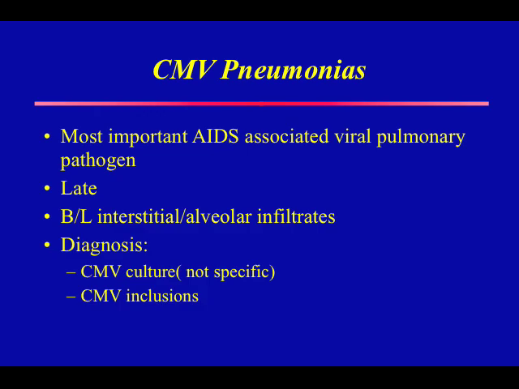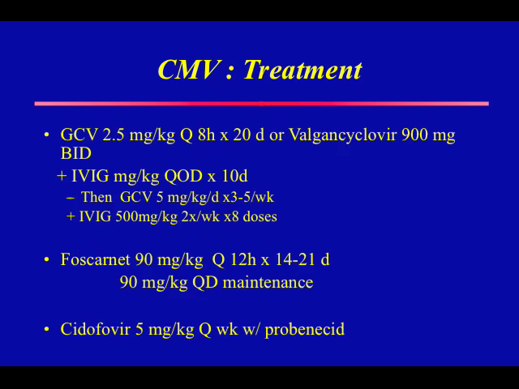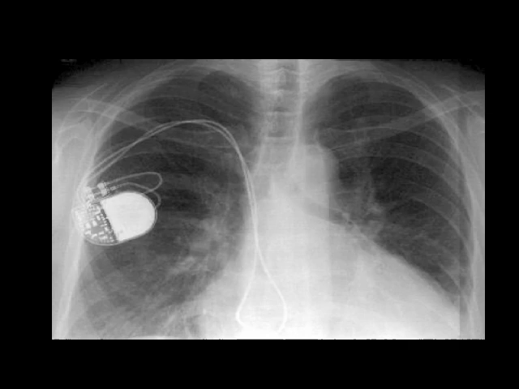CMV pneumonias, that's something we usually see in transplant patients, but it's very possible also to see it in HIV patients. And again, diagnosis is by the CMV inclusions from the BAL and bronchoscopy. Treatment, what's different about the CMV retinitis and CMV pneumonia? IVIG is also added to the treatment in addition to the antiviral agent. And usually the doses are milligrams per kilogram every other day for 10 days. And again, appearance is really very similar.